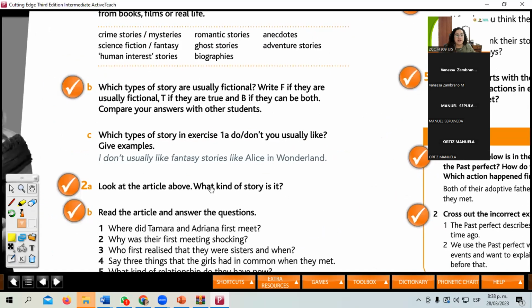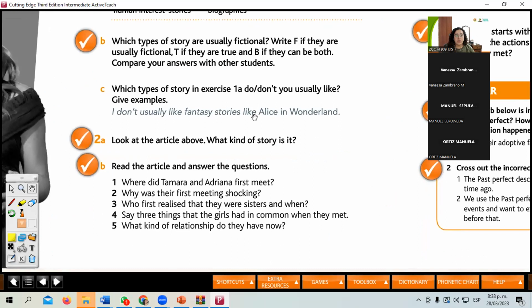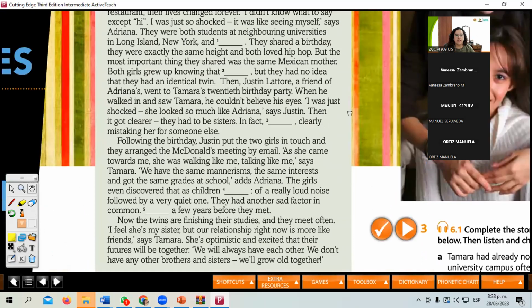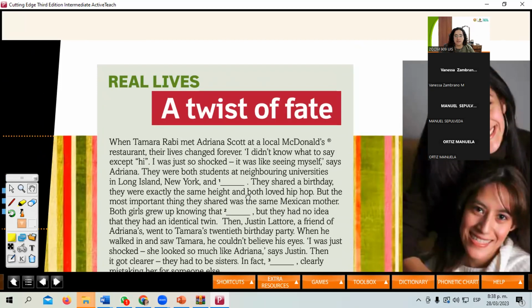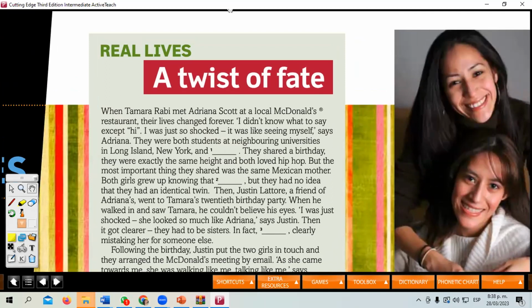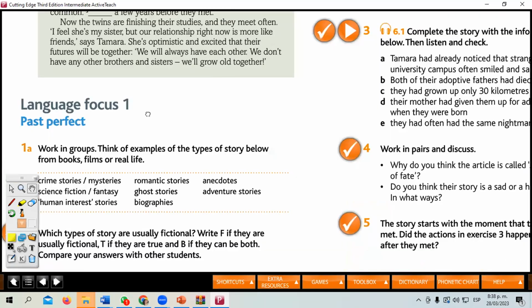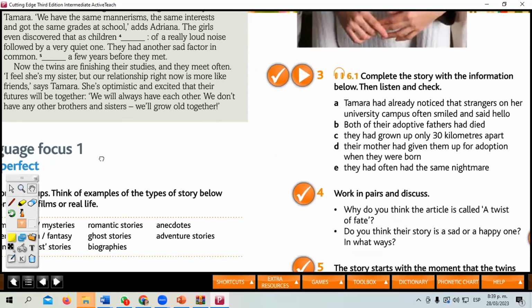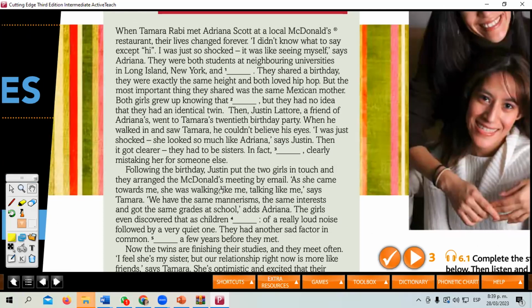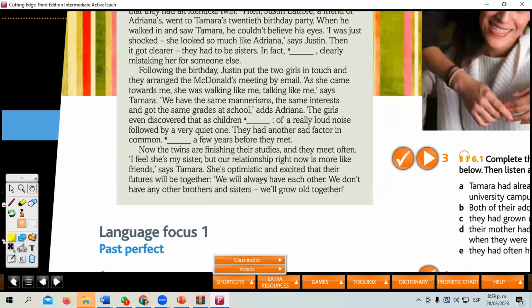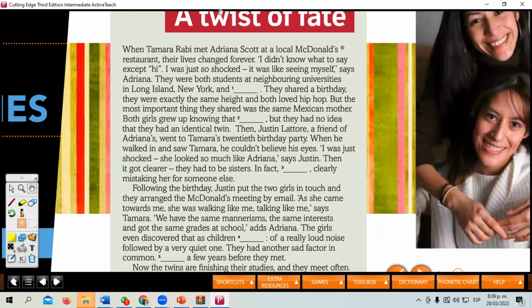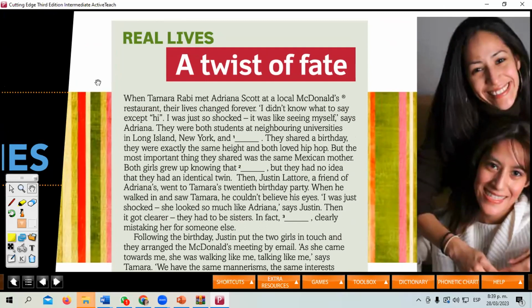All right, excellent, guys. So now that we have some context about stories, what is fiction, what is true, now we are going to read the article that we have in the book, and then we will answer the questions based on the article, right? Here that we have, Real Lives, A Twist of Fate. Let's start reading, and then we answer the questions. Don't worry, guys, about the gaps in the activity. First, we read and answer the questions, and then we complete the gaps. So let's start reading with maybe Maria, A Twist of Fate.